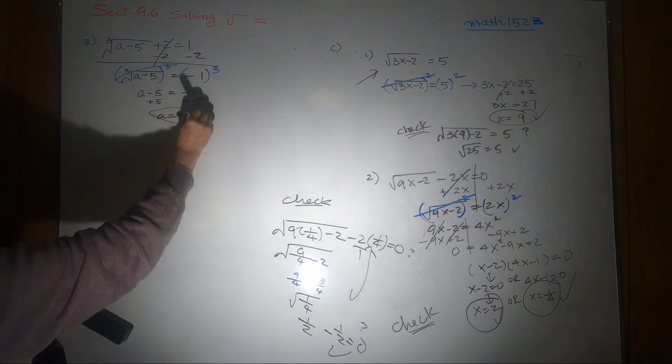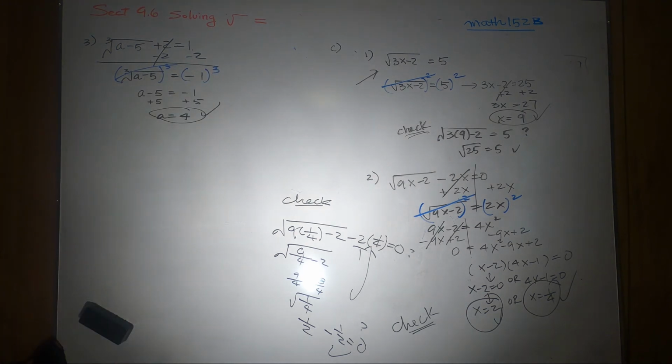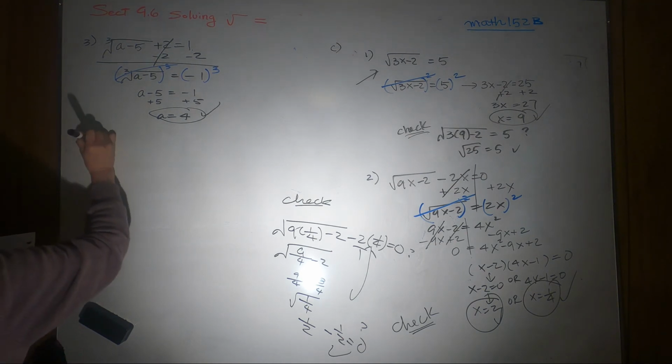Right? So it's okay. Usually, you don't need to check for the cube root, for the odd roots. Usually, if you do it right, it should be okay. You will not have extraneous solutions, not like even roots. For sure, you need to check.